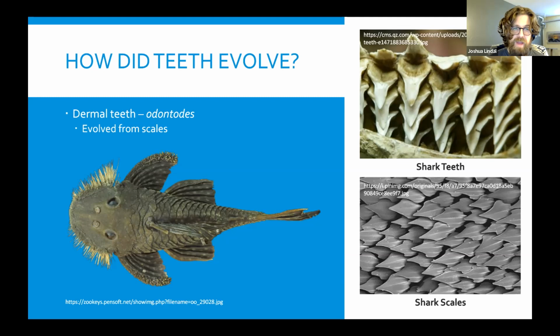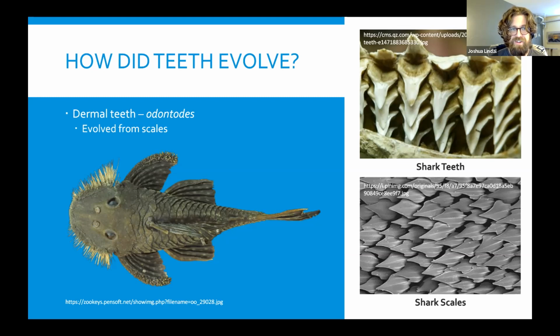This is before animals evolved to live on the land, but there were lots of animals living in the water. And we know fish evolved before land animals did. So there were fish living in the oceans. Fish had scales, but some of them evolved a specialized kind of scale, which we call odontodes or dermal teeth. Dermal teeth means skin teeth.